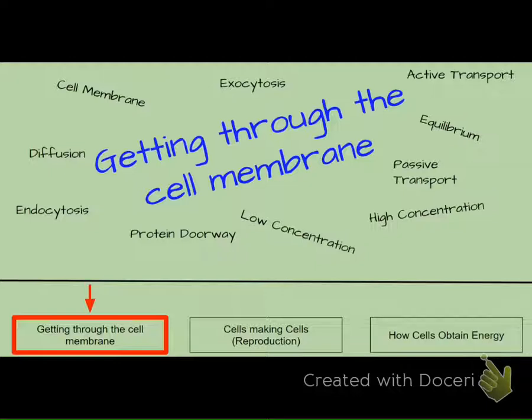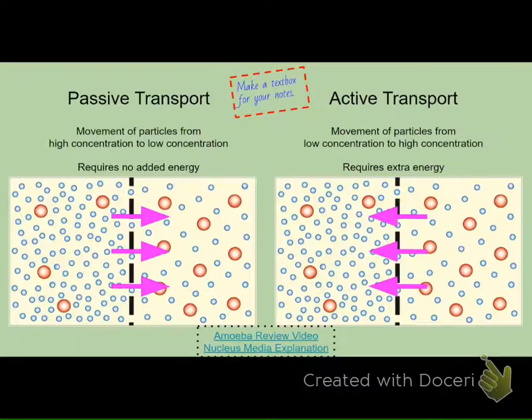Some of these you may have an idea of what they are. Like you already know what cell membrane is. You've heard the words endocytosis and exocytosis. We talked about that a little bit, protein doorway. But a lot of these are going to probably be new to you, and that's fine. You'll get it. So let's talk about passive and active.